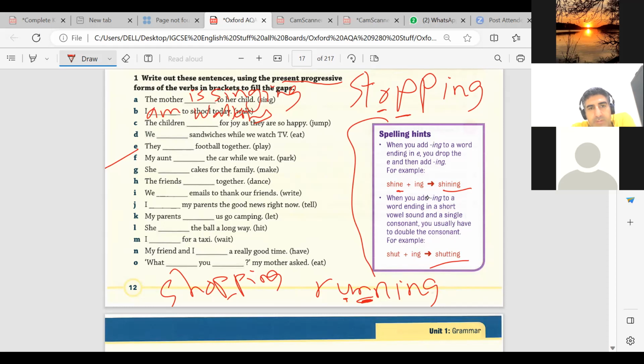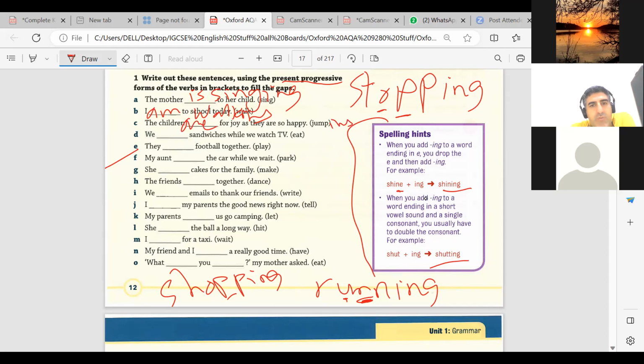Jump. Akram? The children are jumping for joy. Yes, jumping for joy. طيب, the last one, ya Khalid.